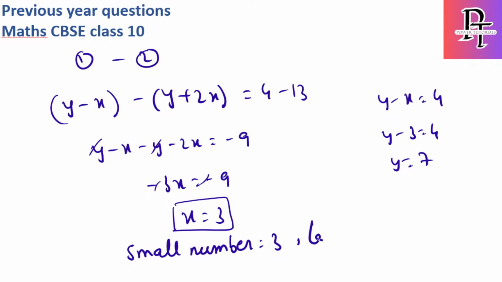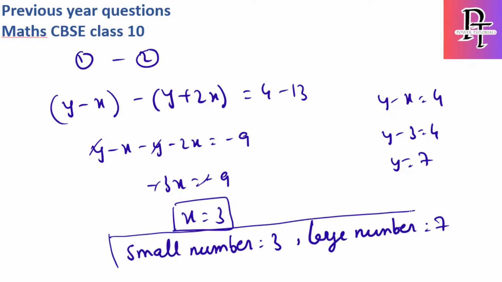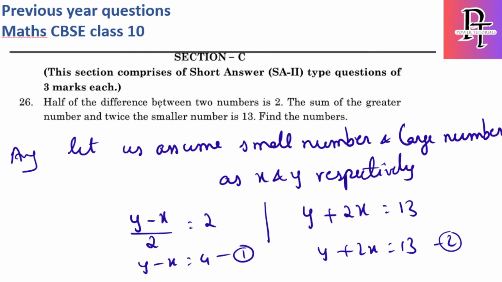We'll also cross check whether our answer is correct or wrong. Just substitute in the question. Half of the difference between these two: 7 minus 3. 7 minus 3 is 4. 4 by 2 is 2, correct.